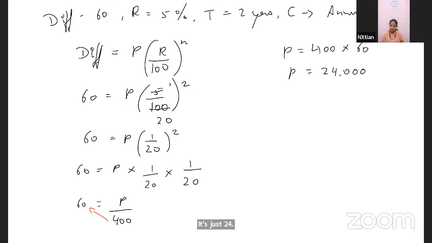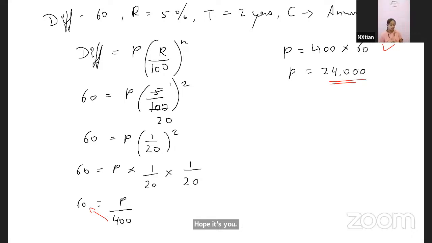Yes, Abraham. So this was the same one like the last time, okay? And we did P and 5 by 100 got cancelled. It became 1 by 20. Okay, so it's raised to the power 2. So we multiply 1 by 20 and 1 by 20 two times. 20 into 20 is 400. So 400 into 60 we did here. P equals 400 into 60 and we got 24,000. Okay, hope it's clear.